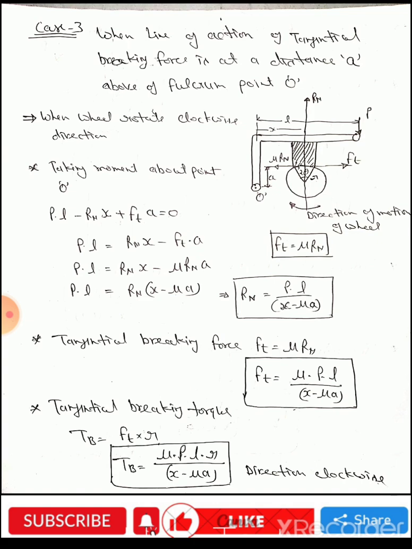Now, tangential braking force. It is mu Rn. Putting the value of Rn from here into the tangential braking force equation, we can obtain the value of tangential braking force Ft equal to mu PL upon (X minus mu A).